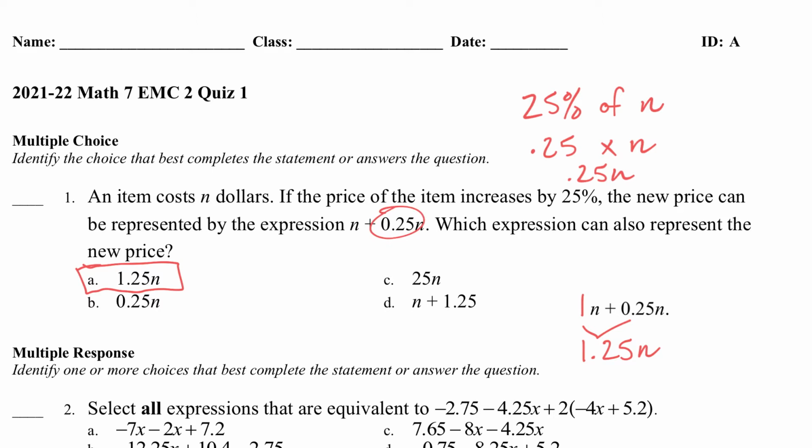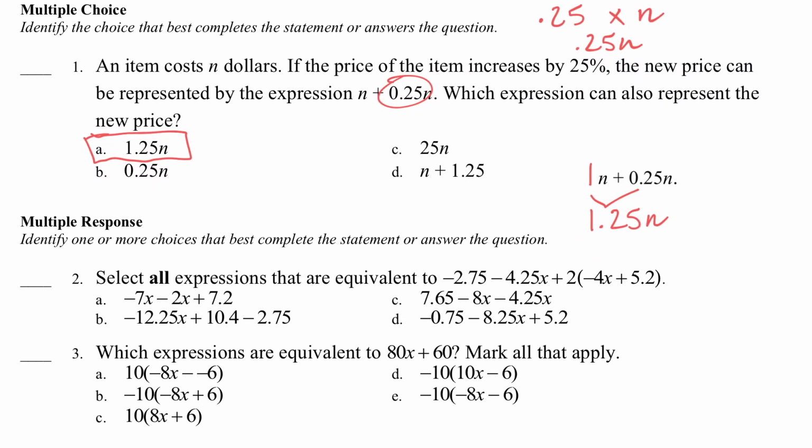Now, once again, we would add the 1n to the 0.25 to get 1.25. It's really just that simple. Okay, let's look at number 2.